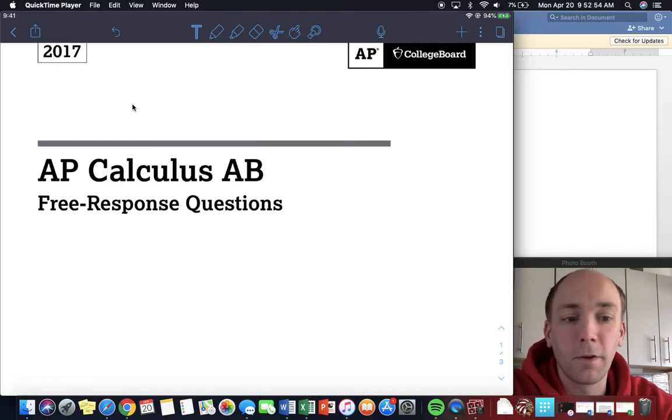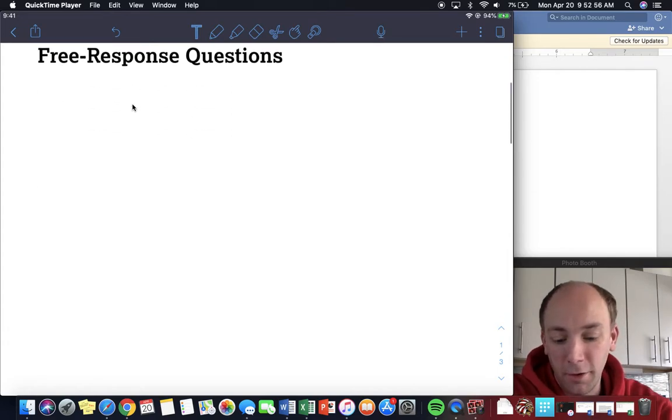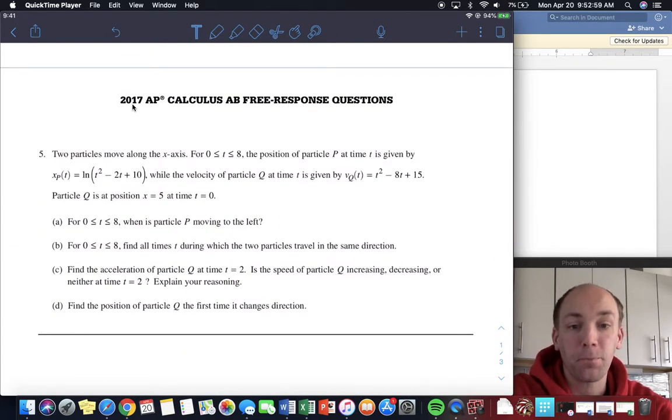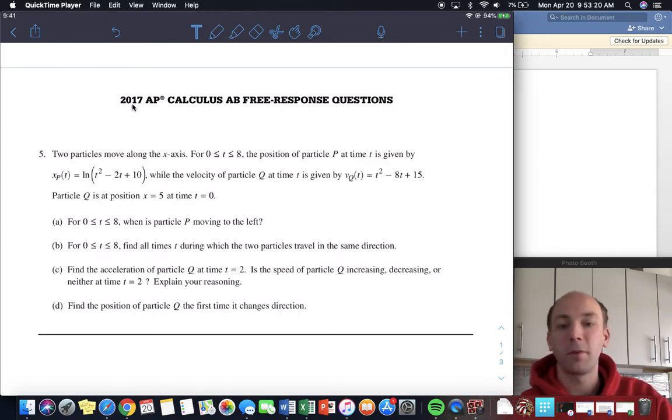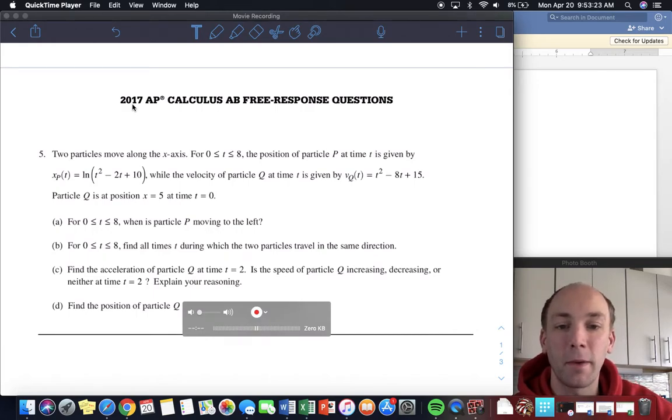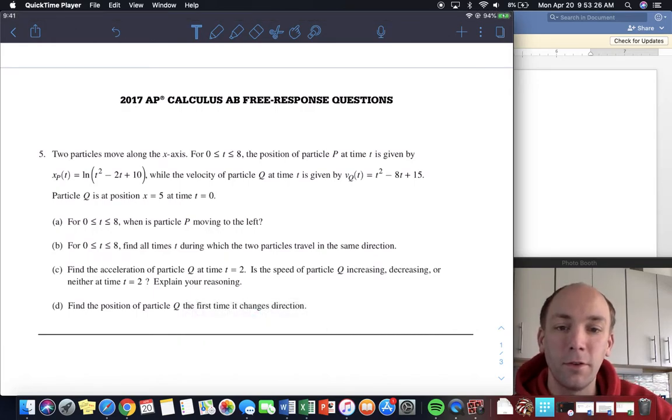Okay, so for this video, we're going to be looking at 2017 FRQ number 5. All right, so two particles move along the x-axis. For t between 0 and 8, the position of particle P at time t is given by x sub p of t equals the natural log of t squared minus 2t plus 10, while the velocity of particle q at time t is given by v sub q of t equaling t squared minus 8t plus 15. Particle q is at position x equals 5 at time t equals 0.